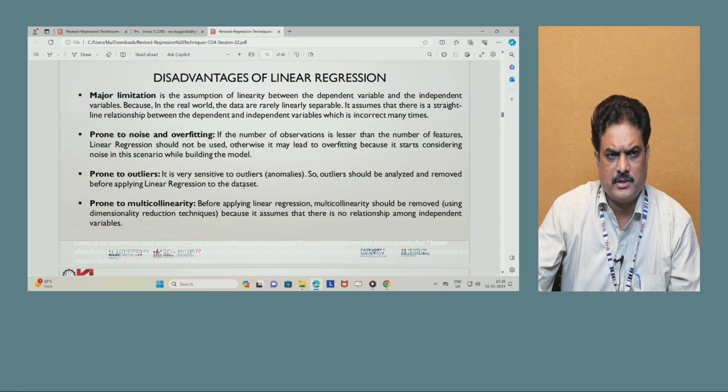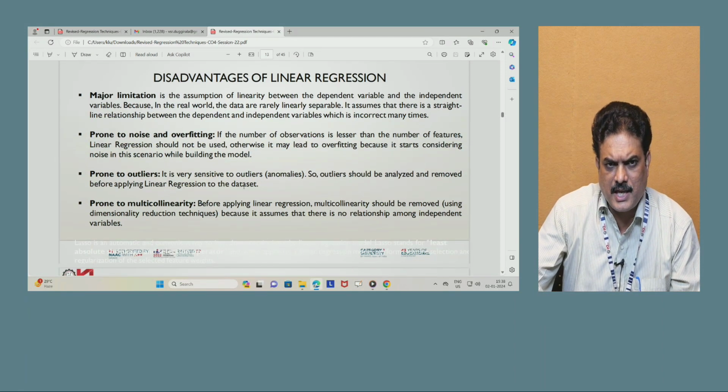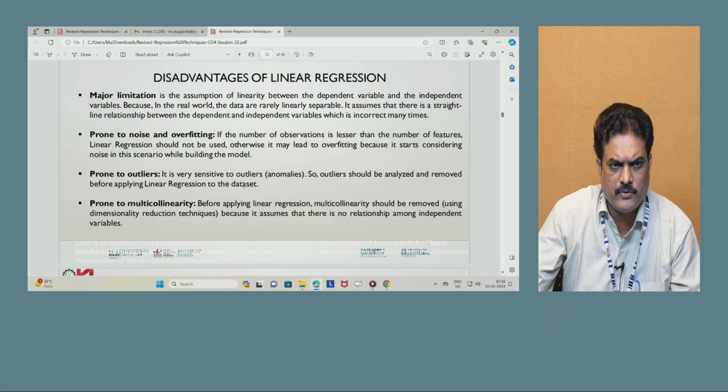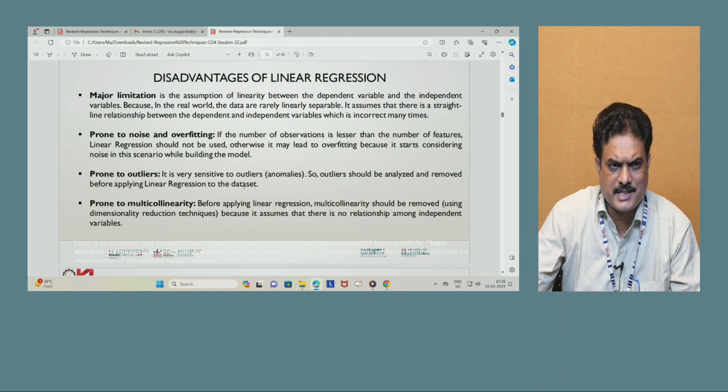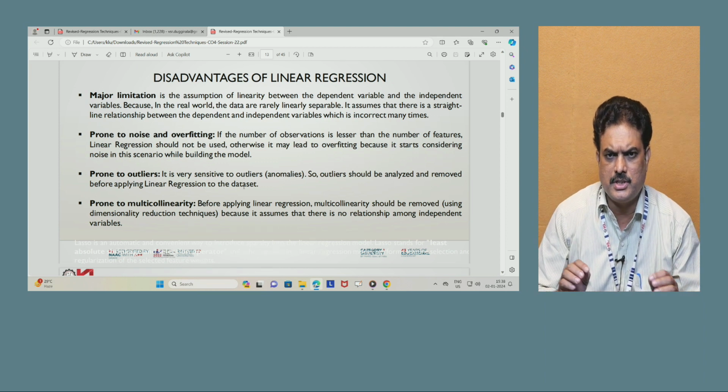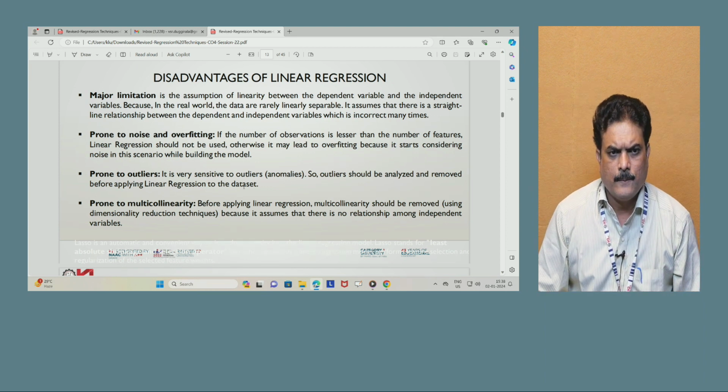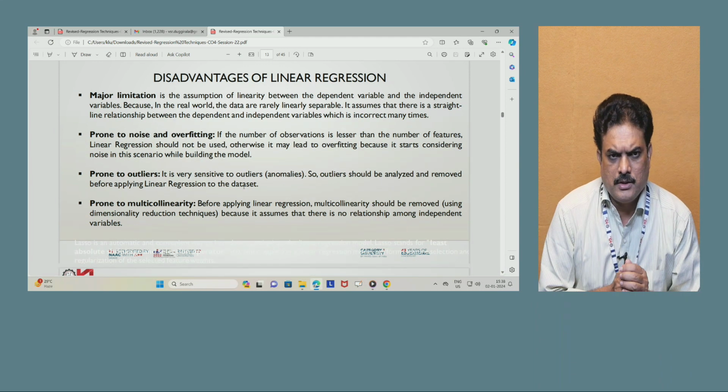Disadvantages of linear regression. A major limitation is the assumption of linearity between the dependent variable and the independent variables, because in the real world the data are rarely linearly separable. It assumes that there is a straight line relationship between the dependent and independent variables, which is incorrect many times. It is prone to noise and overfitting.